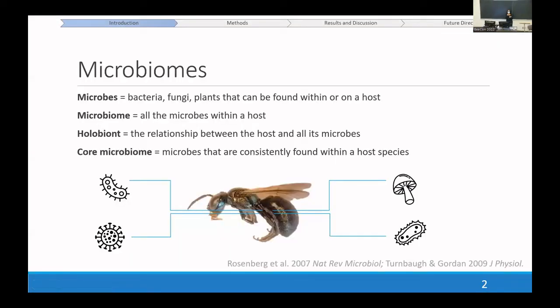So microbes, including bacteria, fungi, protista, viruses, all these tiny little organisms are often found within or on hosts such as bees. And so looking at the microbiome, we examine all the microbes on a host, and in examining the complex and dynamic relationships that a microbe has with a host, we are examining the holobiont. A lot of these studies characterize something called the core microbiome, which consists of all the microbes that are commonly found in a species. So for example, we know that lactobacillus is commonly found in the human gut, and the same thing is actually true for bees as well.